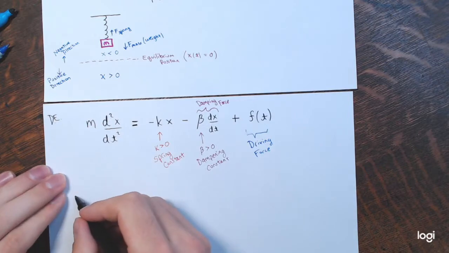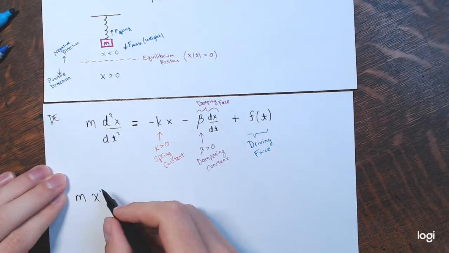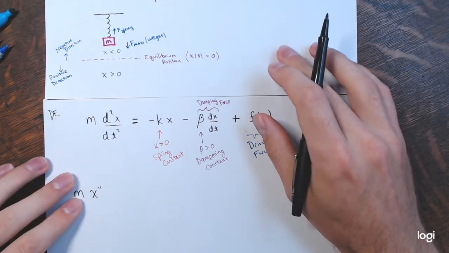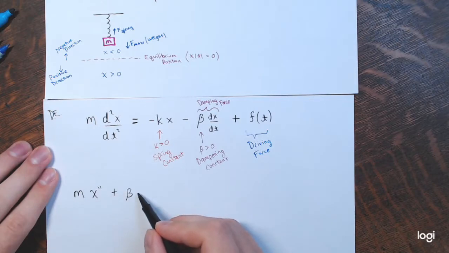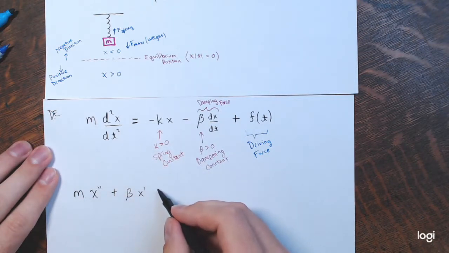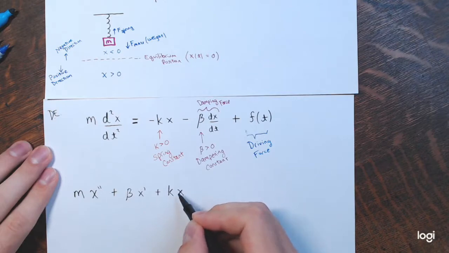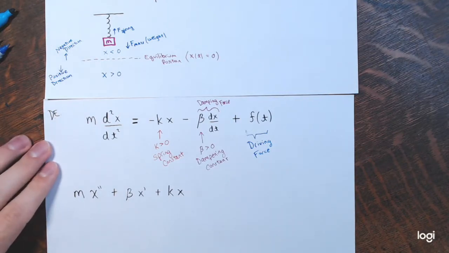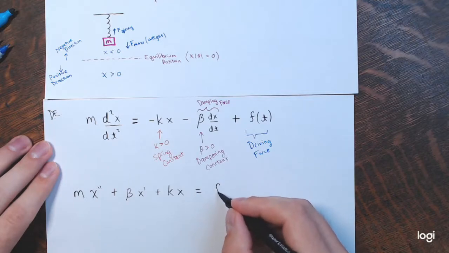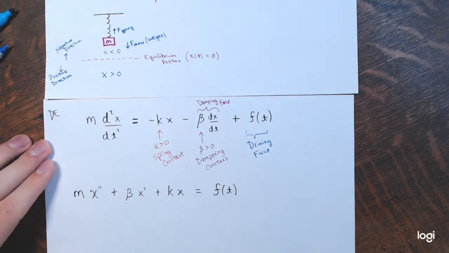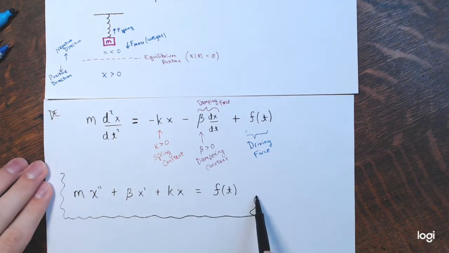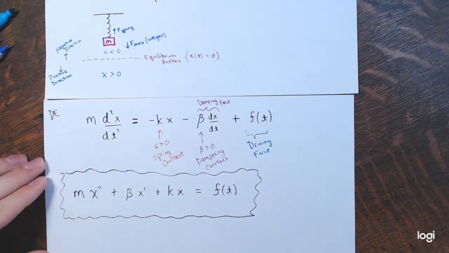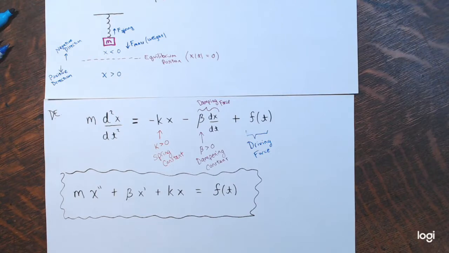So we have the mass times x double prime, which is the acceleration of the mass, plus beta times x prime, that damping force, plus k times x, basically the spring force, equals f of t, equals this driving force. So here's the form that the differential equations for these driven motion spring problems will look like.